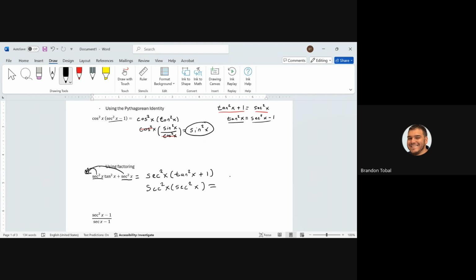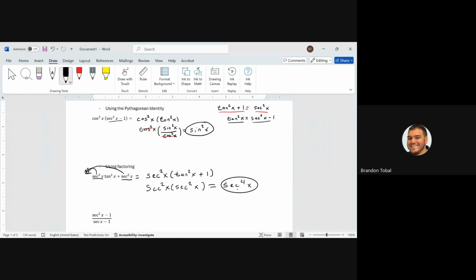Secant squared times secant squared. Think of it like a variable. X squared times x squared would be x to the fourth. So secant squared times secant squared is secant to the fourth x. That will be your final answer, as simple as possible.